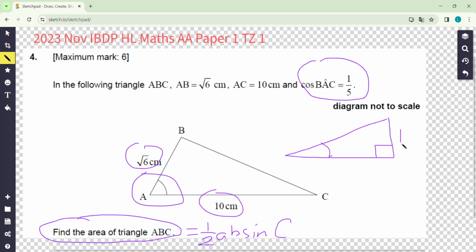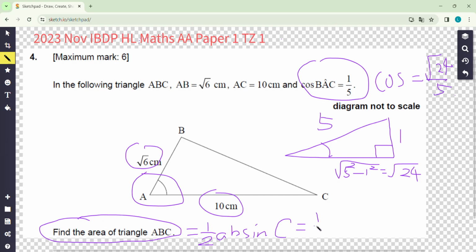So this is 1, this is 5, and then this one will be square root of 5 squared minus 1 squared, so it will be square root 24. So the cosine will be square root 24 over 5. Substitute all the results inside.